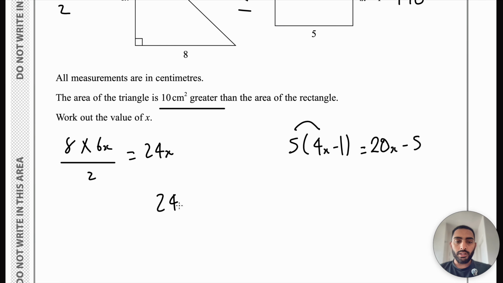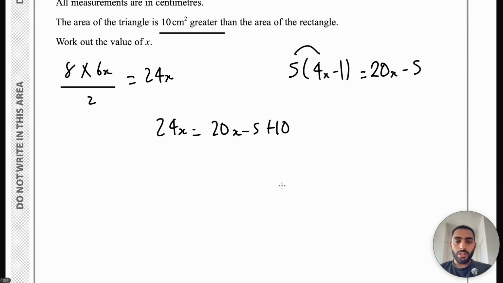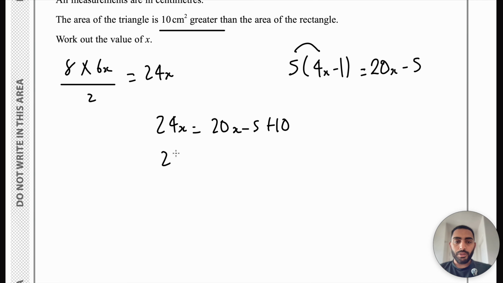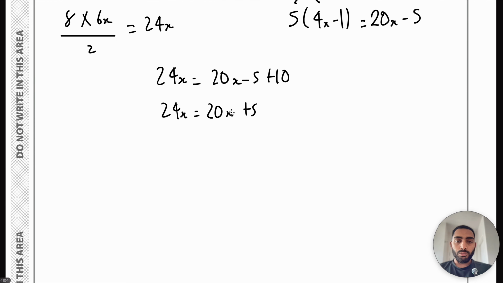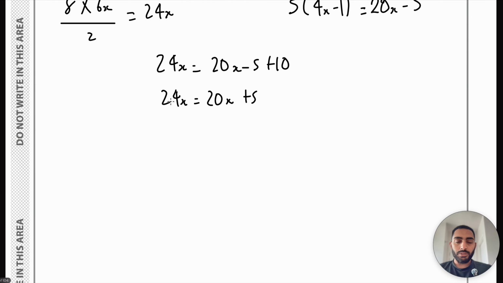So 24x is equal to 20x minus 5, and then add 10. Simplifying this bit on the right hand side, 24x is equal to 20x minus 5 plus 10 would be plus 5. I need to move all my x's to one side, so I'm going to move them to the left hand side because it'll leave me with this 5 on the right hand side. Taking away 20x there and taking away 20x there. 24 take away 20 is 4, so 4x is equal to 5.